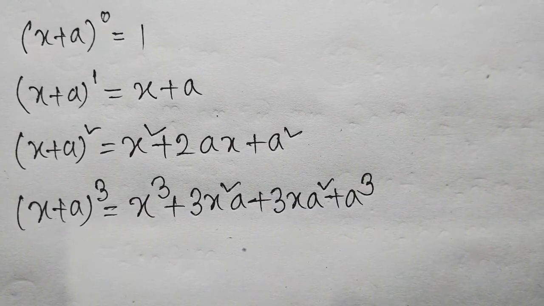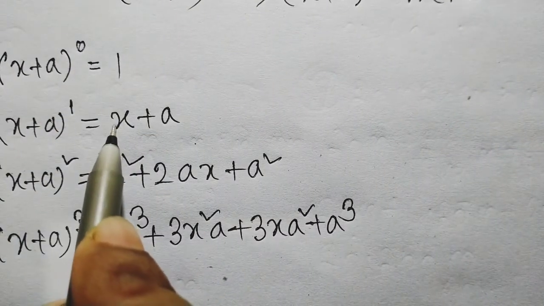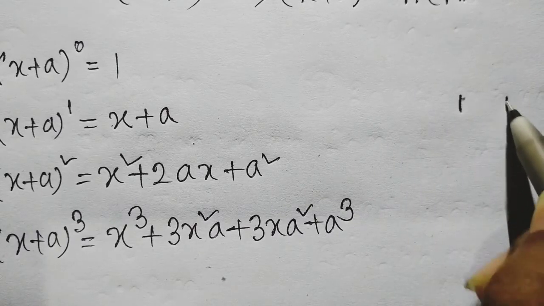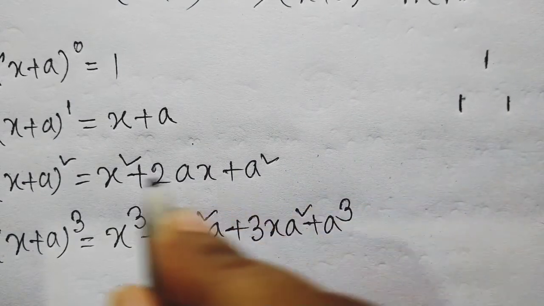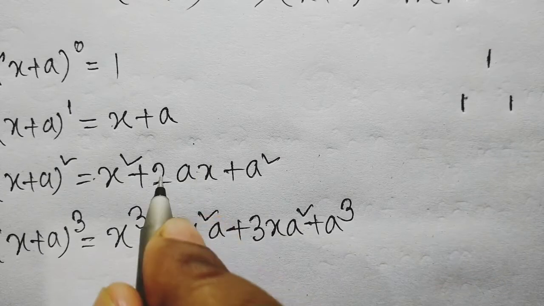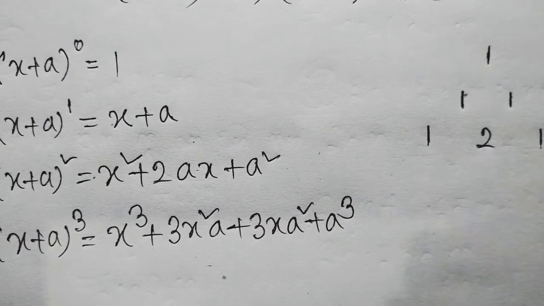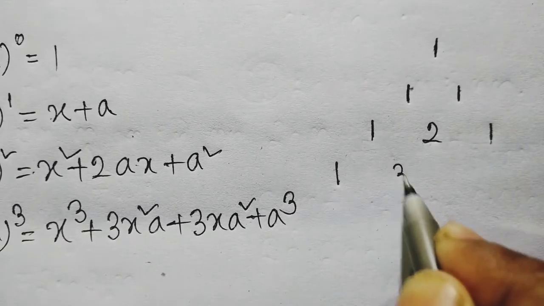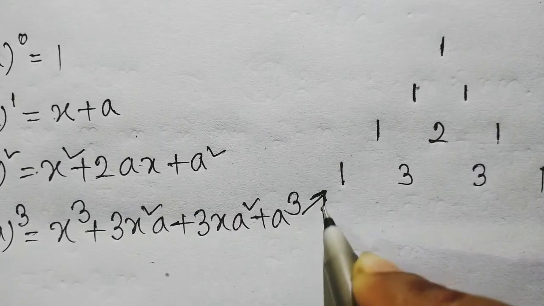So we observe that the coefficients in the above expressions follow a particular pattern. Here the coefficients are only 1 and 1, and above is only 1. Now the coefficients here are 1, 2 and 1. The next coefficients are 1, 3, 3, 1. So these are the coefficients of a plus b whole cube.